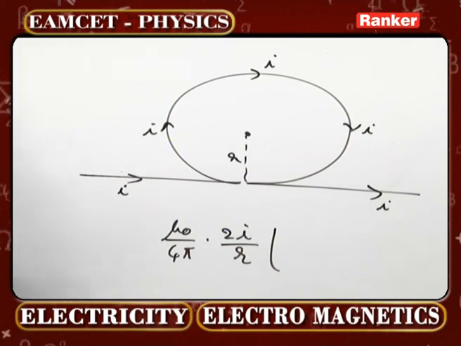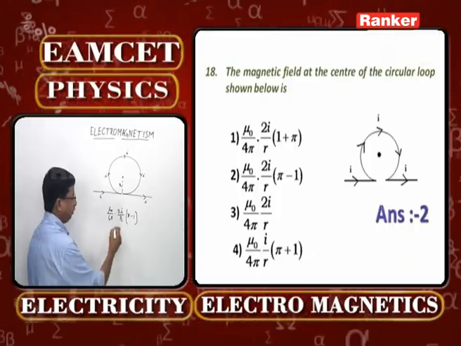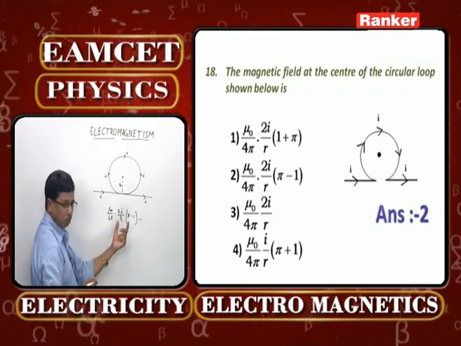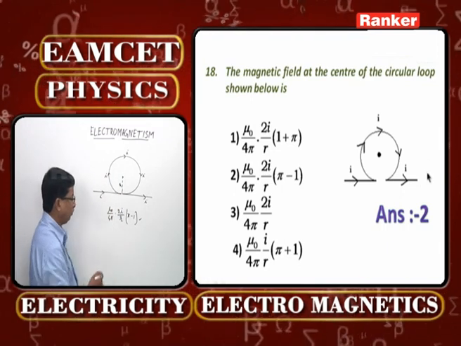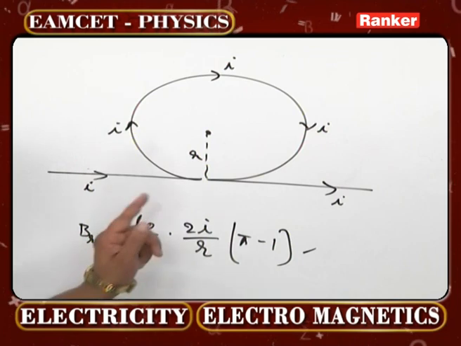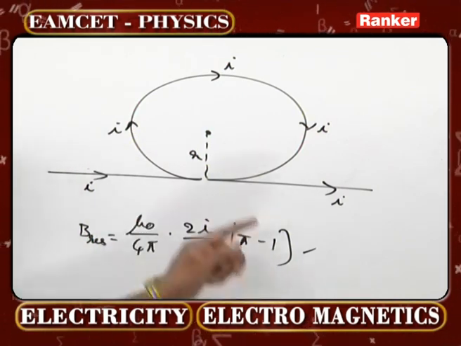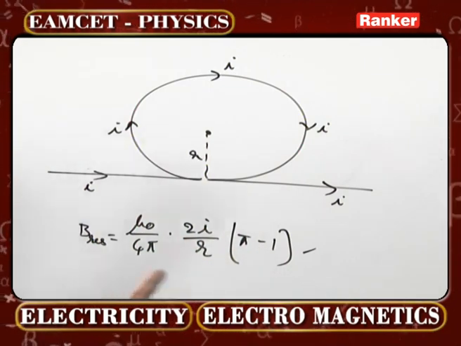Earlier what was the formula we have got? 1 plus pi we have got. Now it will be pi minus 1. So what is the correct option over here? It is going to be the second option, which is going to be true. So in this 18th question, the option for resultant magnetic field over here at the center is with pi minus 1. Suppose if the direction of current is going this way, it would have been plus. That is the only difference.